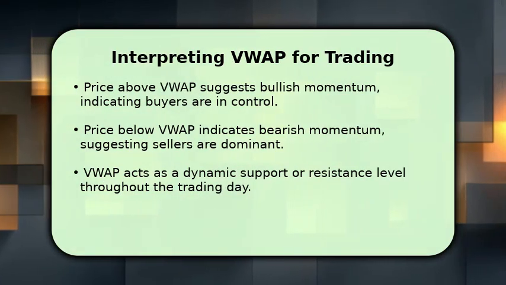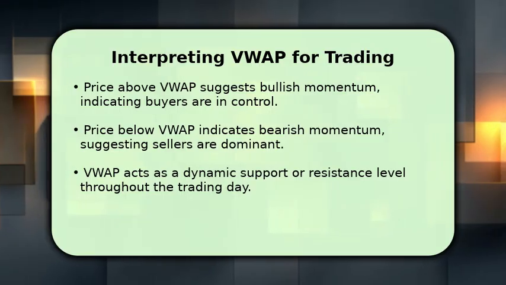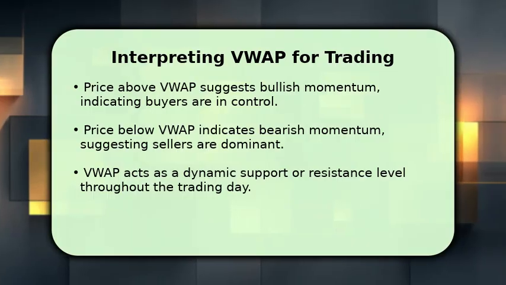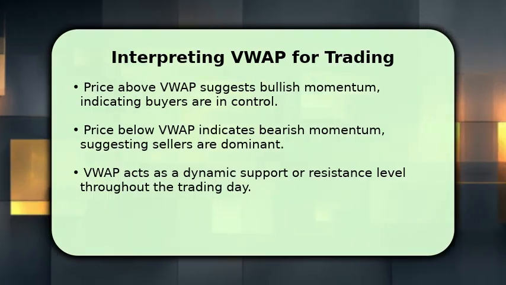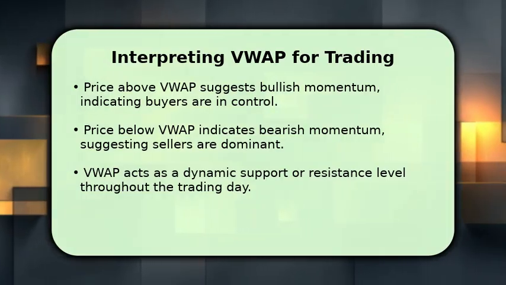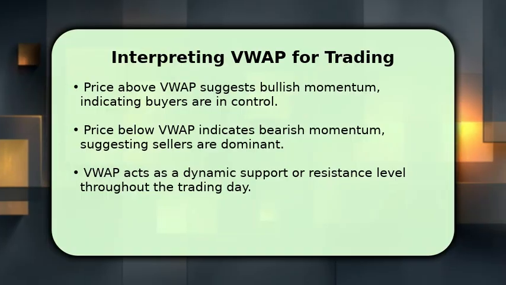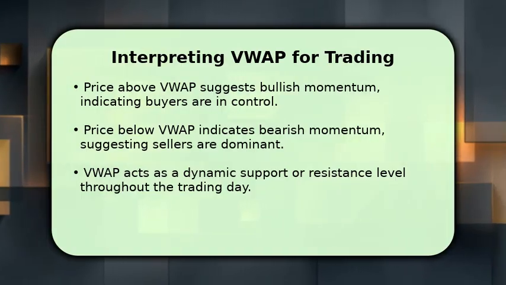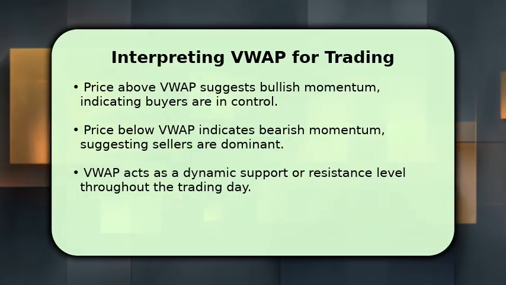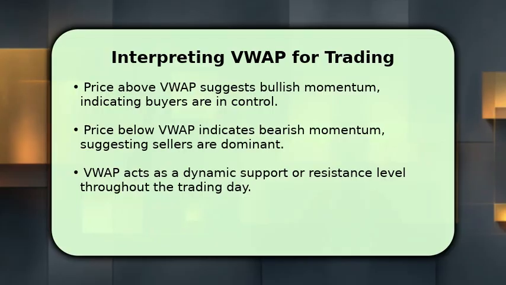Interpreting VWAP signals can significantly enhance your trading decisions. When a stock's price trades above the VWAP line, it generally suggests bullish momentum, meaning buyers are currently in control. Conversely, if the price is below the VWAP, it indicates bearish momentum, with sellers dominating. Think of the VWAP line as a dynamic support or resistance level.